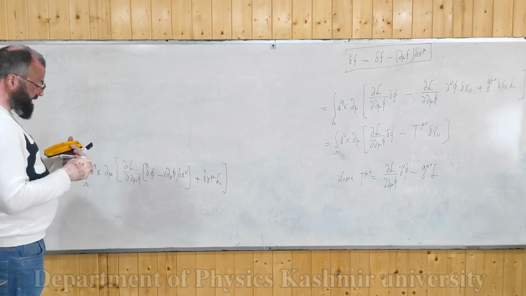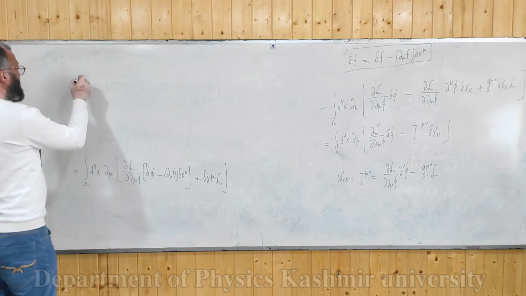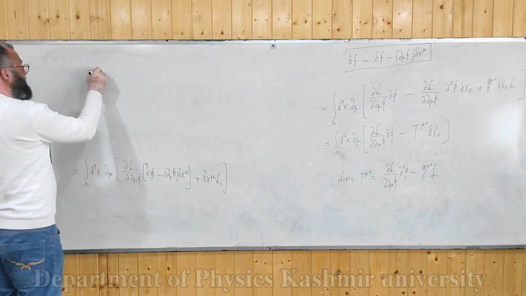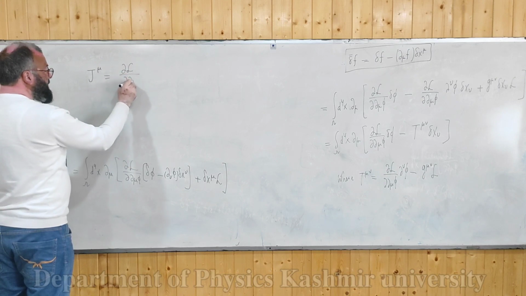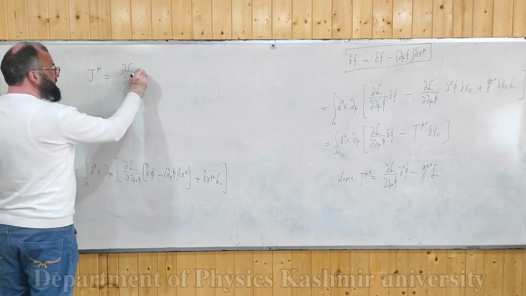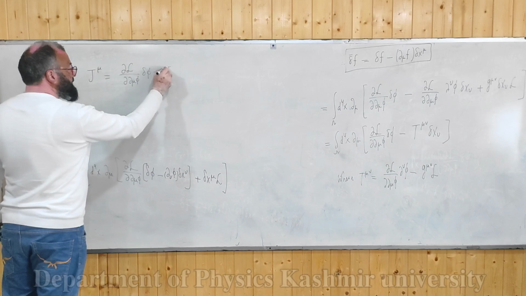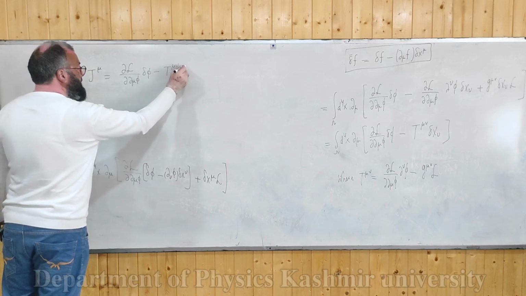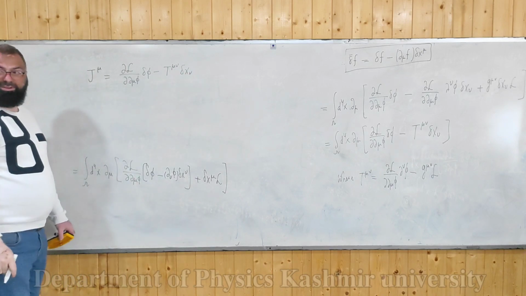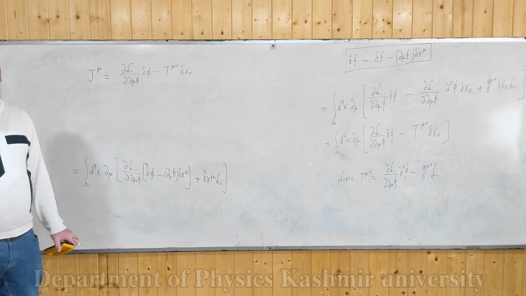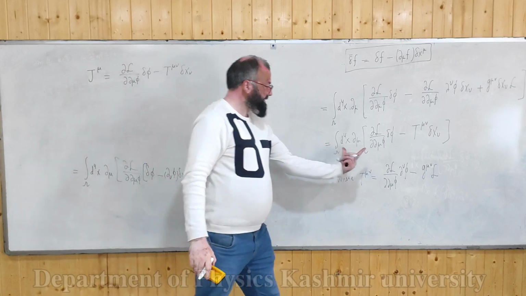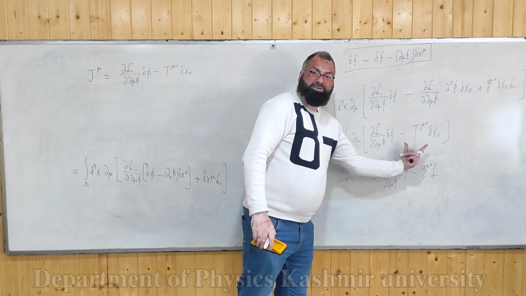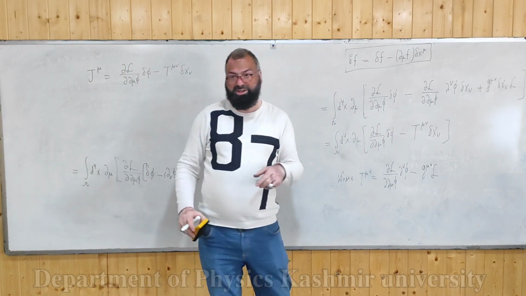Okay, so let's define another quantity, J mu. J mu is equal to partial L by partial mu phi delta phi minus T mu nu delta x. Let's define this very quantity. T mu nu I have defined already, and I am defining this object, whatever is here, as J mu.